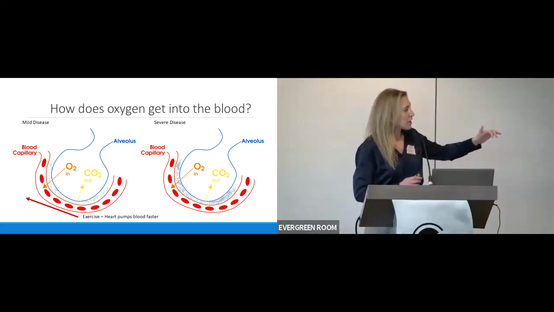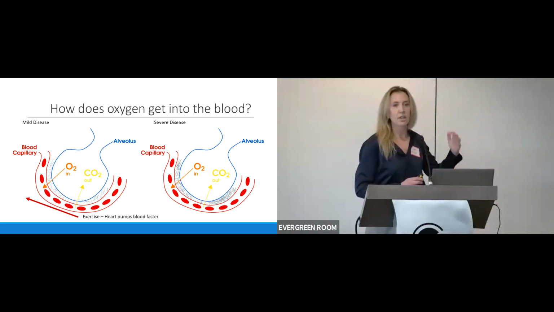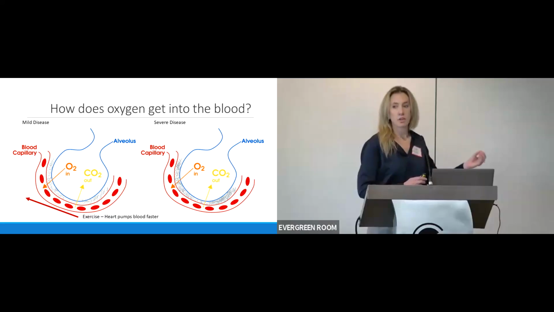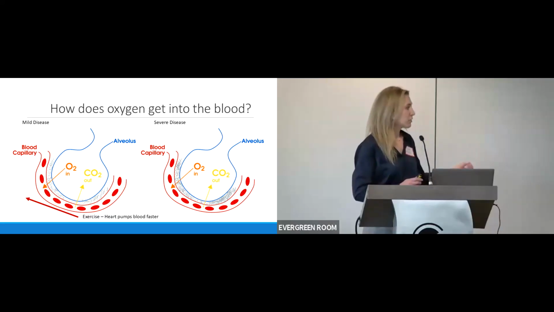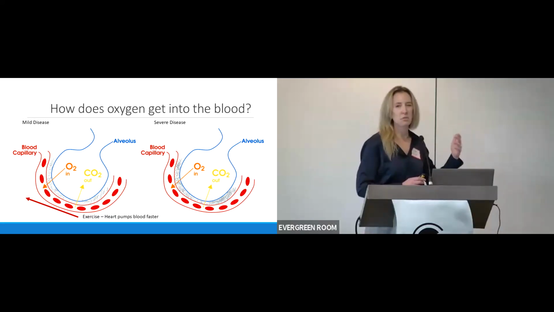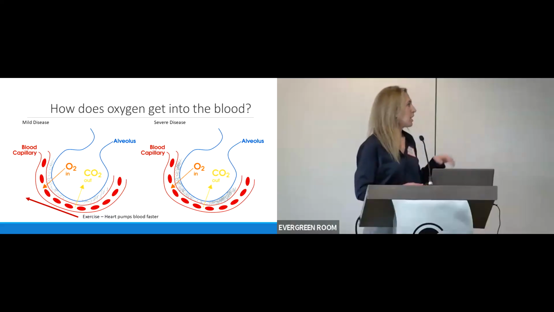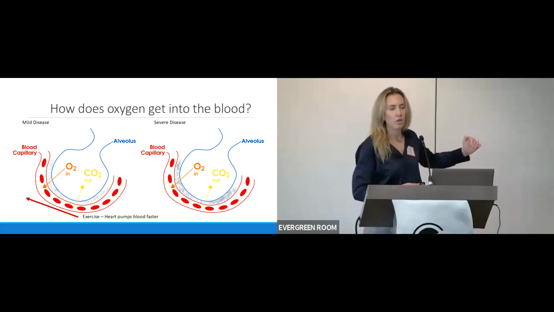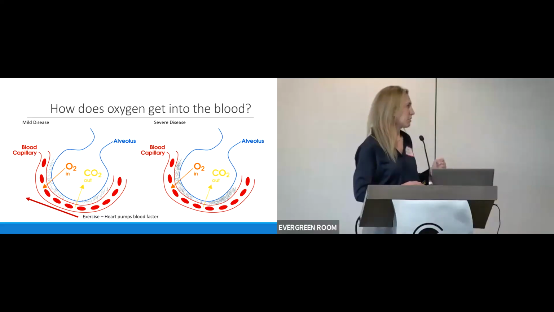And that area can get scarred down, it can get filled with inflammation. When we're talking about scarring, that's when we're talking about pulmonary fibrosis. When we're talking about inflammation, that may be fluid and a whole bunch of other stuff. But really, that pulmonary fibrosis impedes the ability of oxygen to get in and doesn't so much impede carbon dioxide getting out. It's pretty good at leaving, but oxygen really has trouble getting in.